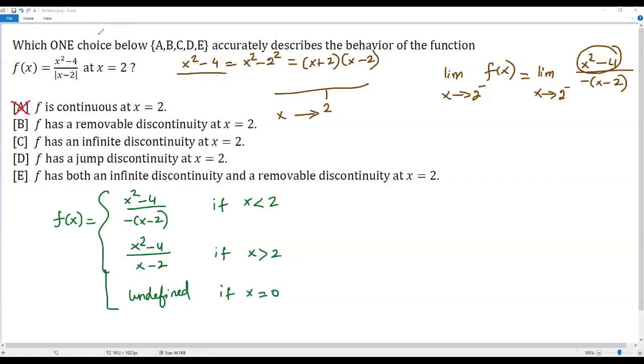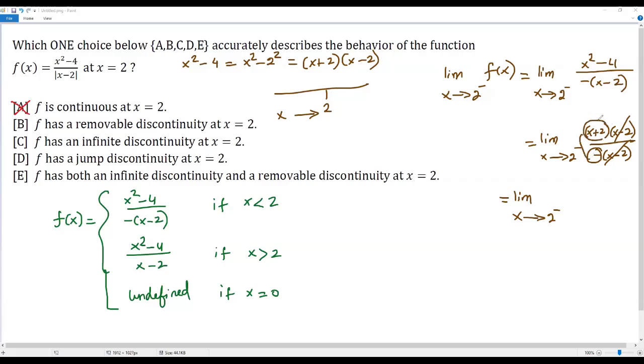Okay, now we got the expression x square minus 4 in the form (x plus 2) times (x minus 2). So now the limit as x tends to 2 negative: instead of x square minus 4, we can write the factored form, that is (x plus 2) times (x minus 2) over (x minus 2). So this x minus 2 will cancel out. Then I'm getting the limit as x tends to 2 negative. This negative sign can be taken along with the numerator, that is x plus 2. Then I'm getting negative of (x plus 2). Okay, that's all the simplification I can do with the function we have over here.